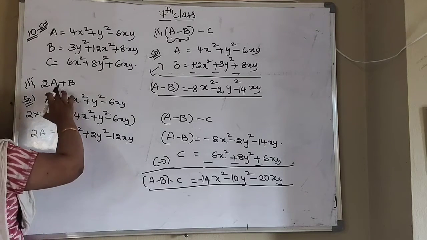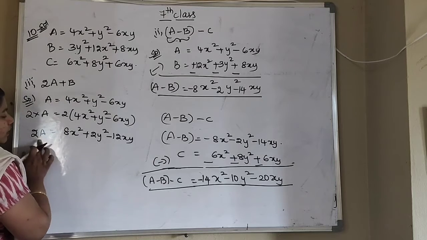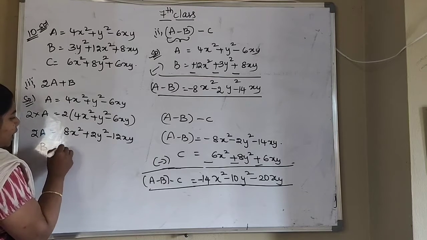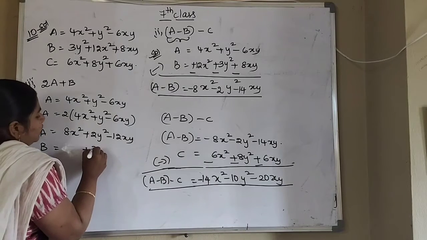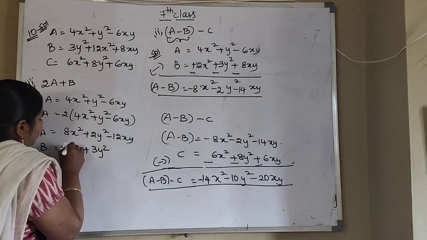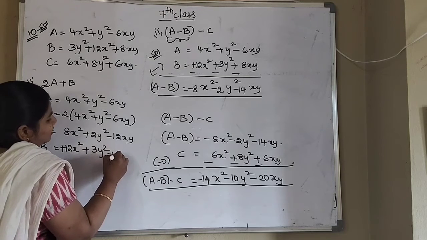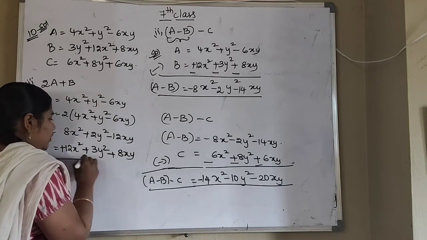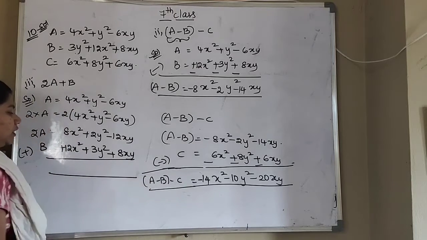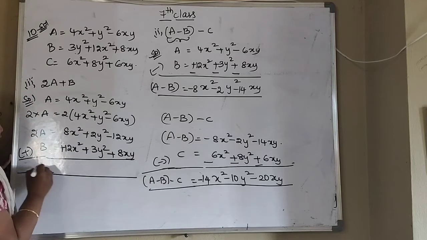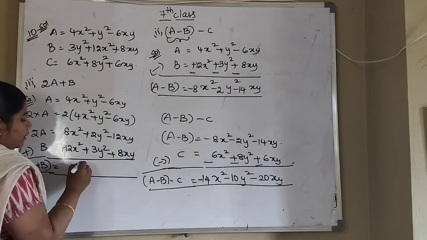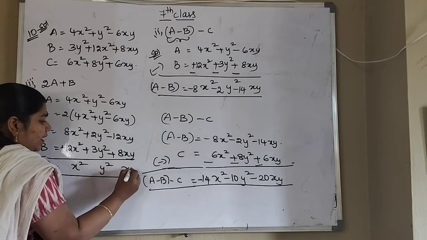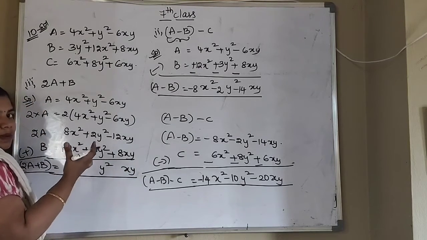Okay, what we have to do? 2A plus B we have to do. So for this 2A term, we have to add B term. What is B term? 3y square plus 12x square plus 8xy. So for the addition, no need of changing the signs. So here it will be 2A plus B is equals to, now x square term, y square term, xy term. Now add and subtract the terms.